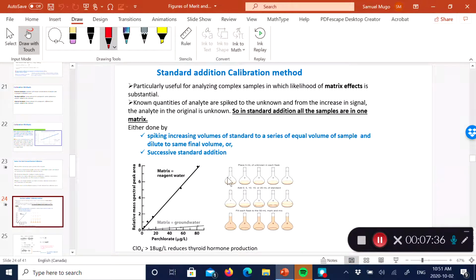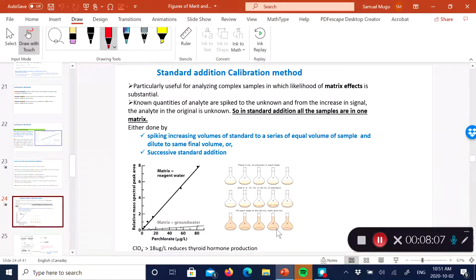For example, vial number 1, you can spike with 0 volume of your standard solution. Vial number 2, you spike with, say, 5 ml. Vial number 3, 15 ml, and so on, of your standard solution. And then after that, you make it up to volume, and then you can do the analysis using the analytical instrumentation in question.